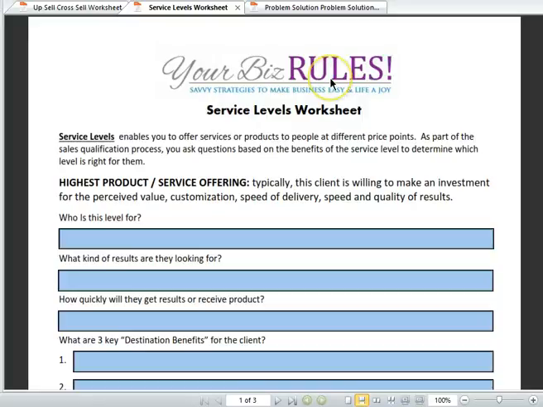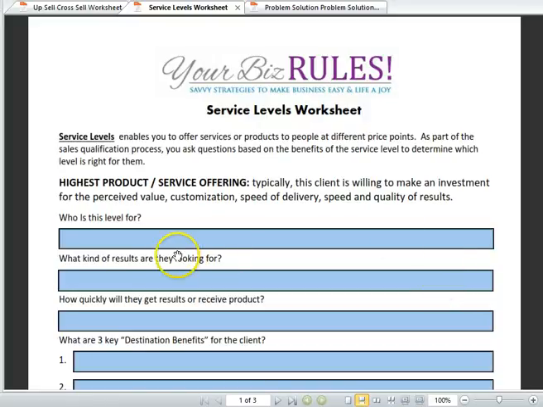So the first one, we'll start off at the highest level. I always think it's easier to start off higher and go lower. You might find for yourself it's easier to start lower and go higher, or to start where you are and work one way or the other, whichever way works for you. But the 3 pages are for the highest, the medium, and the lowest product offering or service.